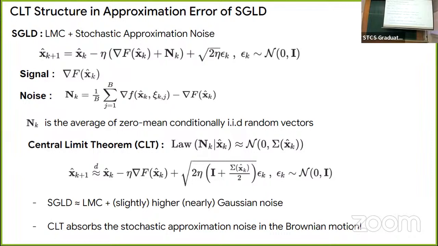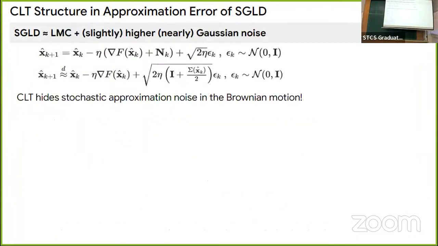Okay, CLT absorbs the stochastic approximation noise in the Brownian motion. So we can think of CLT hiding the stochastic approximation noise in the Brownian motion, and we cannot distinguish between LMC and SGLD because of that. If you're given a standard Gaussian versus a standard Gaussian with a slightly larger variance and asked to distinguish them, they're not statistically distinguishable. So it stands to reason that LMC and SGLD should not be easily statistically distinguishable.